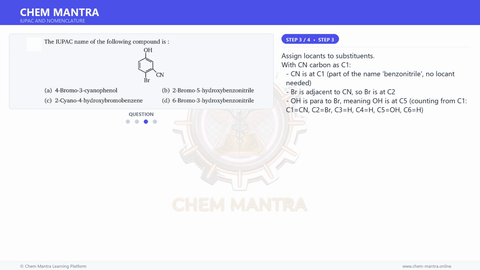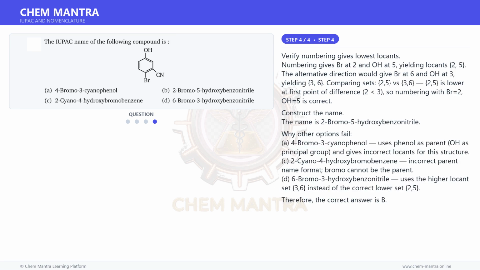H. And for the final step, verify numbering gives lowest locants. Numbering gives Br at 2 and OH at 5, yielding locants 2, 5. The alternative direction would give Br at 6 and OH at 3, yielding 3, 6. Comparing sets 2, 5 versus 3, 6, 2, 5 is lower at the first point of difference, 2 versus 3, so numbering with Br equals 2 and OH equals 5 is correct.